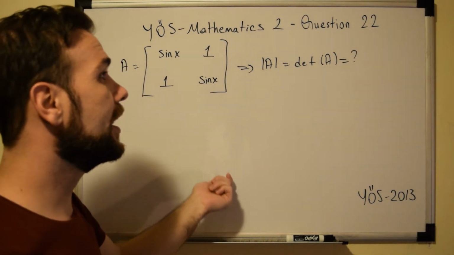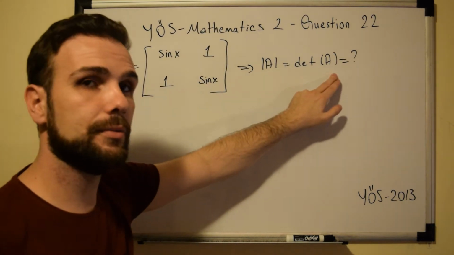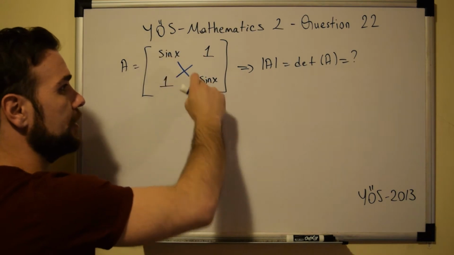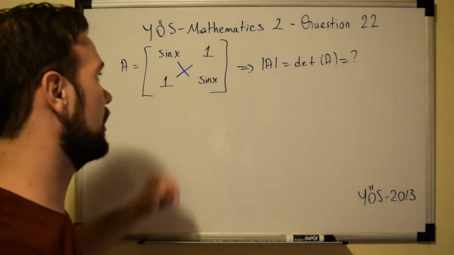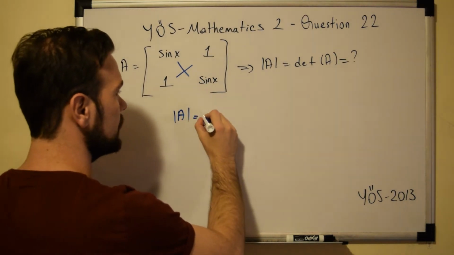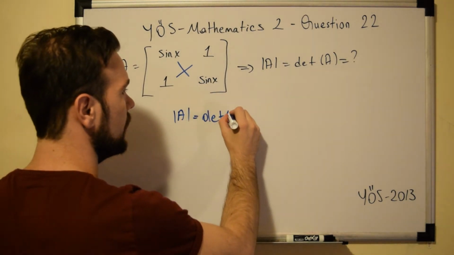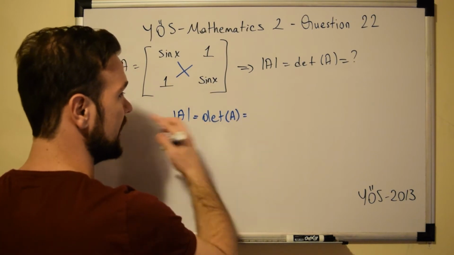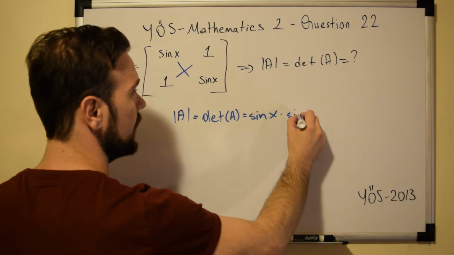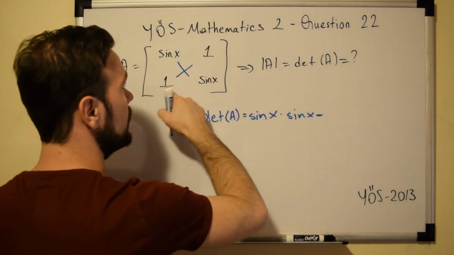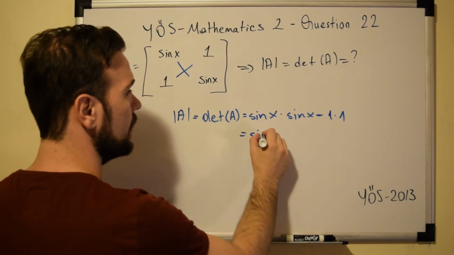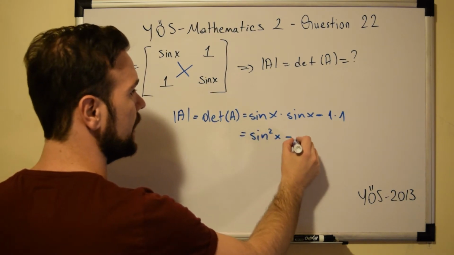So when we are asked to find the determinant of a matrix, what do we know? We just multiply the opposite values. So what does that mean? It means that we have determinant of A is equal to sine x times sine x minus 1 times 1. And after that, what do we have? We have sine square of x minus 1.